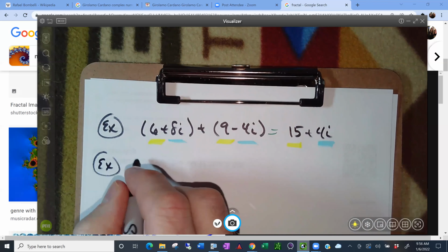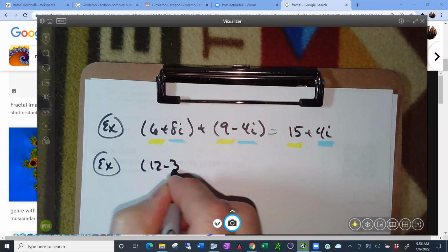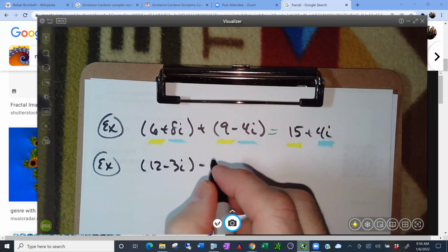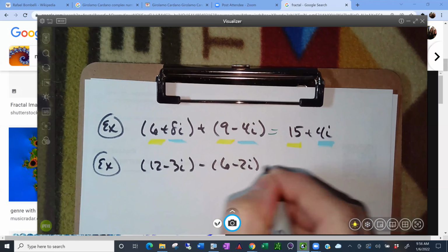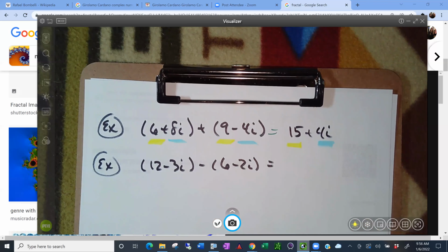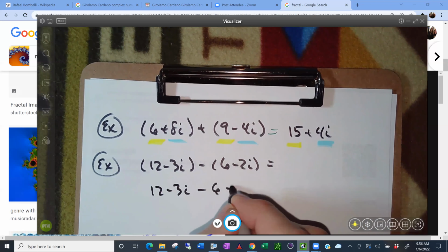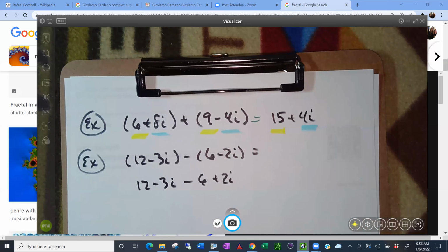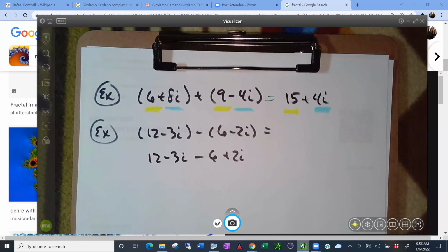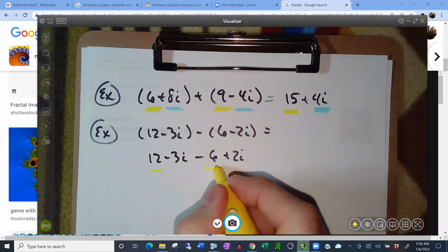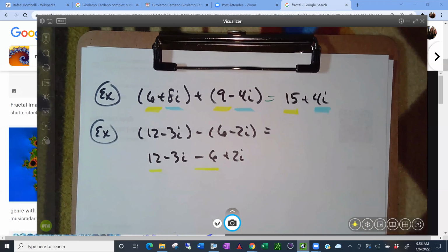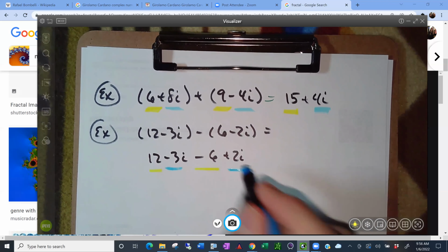So let's do an example of that. 12 minus 3i minus 6 minus 2i. The thing that I would suggest here is that you distribute that negative sign. So it would turn into 12 minus 3i minus 6 plus 2i. So now that I've got that taken care of, now I can add up the same thing that we did before, that is the real parts here and the imaginary parts here.